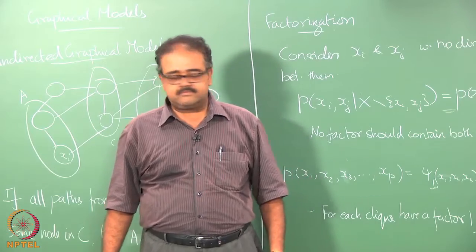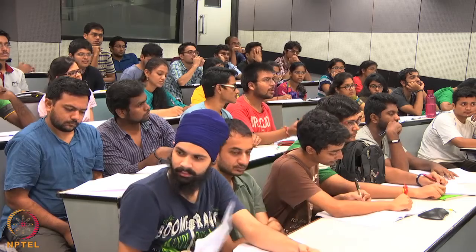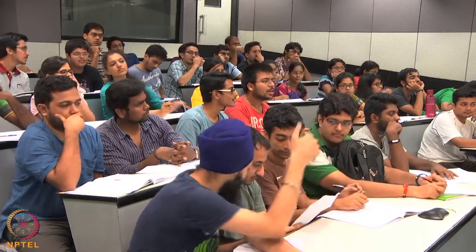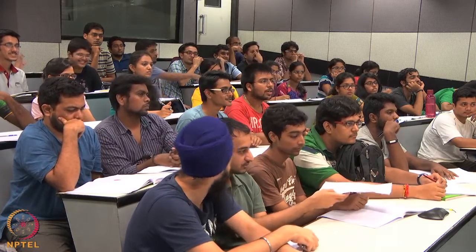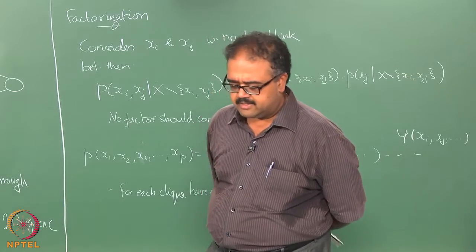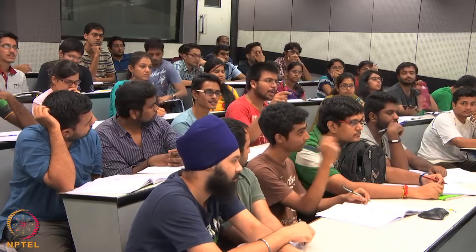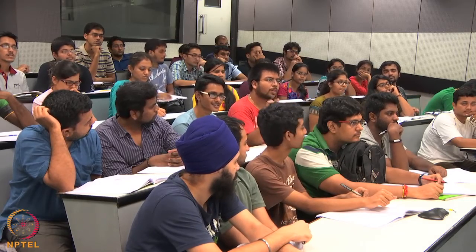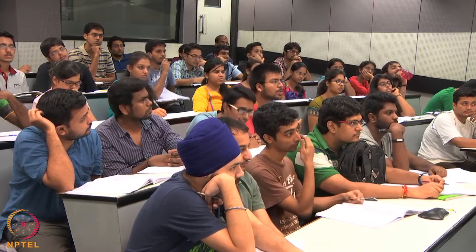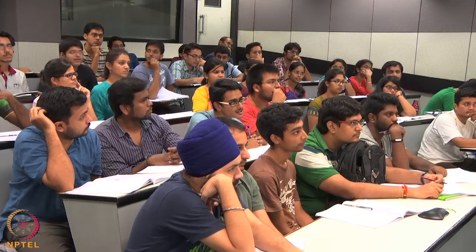If we assign phi 1 of x1 x2 equal to some constant, then x1 and x2 become dependent. Can we say that? It's a function of two variables. What do we mean by dependence of x1 and x2? Sure, that would be the case.